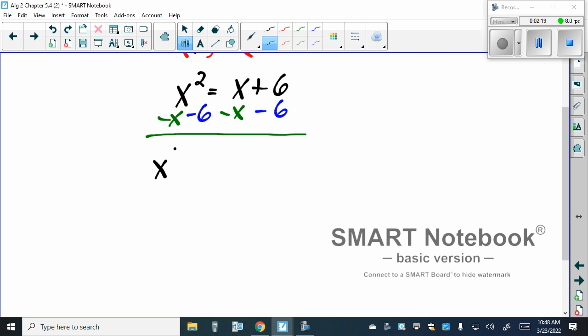Because what we end up getting is x squared minus x minus 6. If you still want to do it in 2 steps, there's nothing wrong with that. If you want to do it in 1 step, that's perfectly fine as well. Any questions on how we got to x squared minus x minus 6?